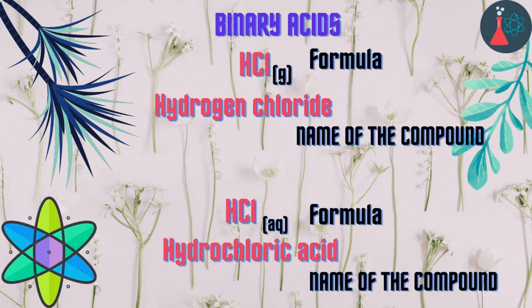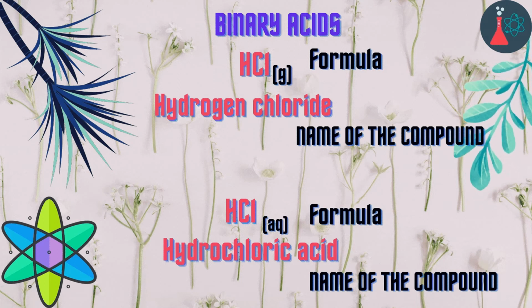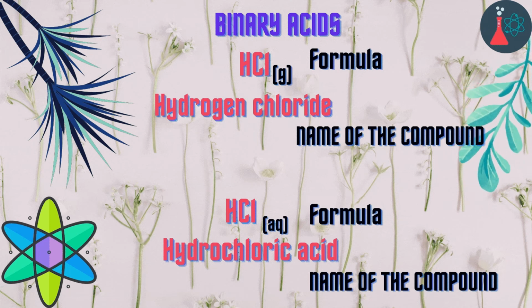Another example is HF, and then you have the symbol (g). So how do you name HF? You name that as hydrogen fluoride. If the symbol will be (aq), how are you going to give the name? You name that as hydrofluoric acid.